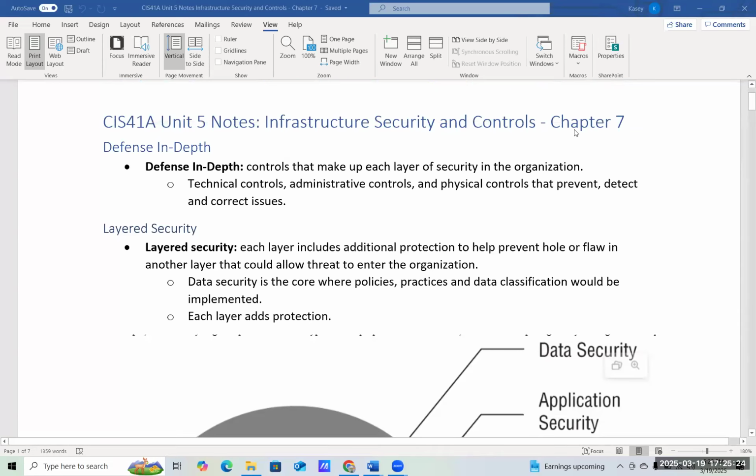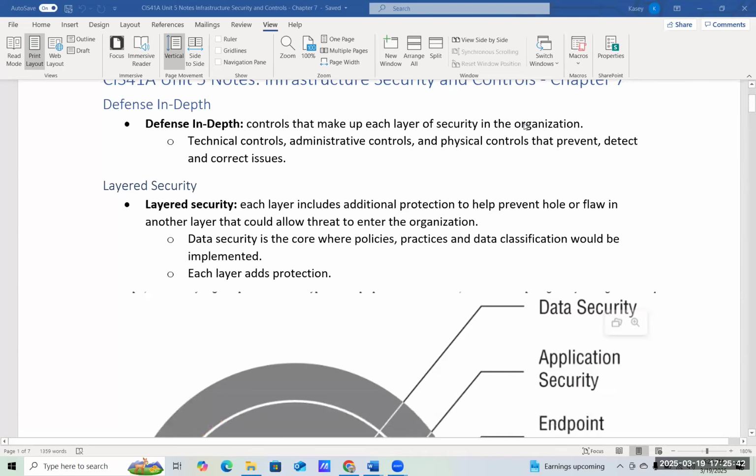Okay, so today we're going to cover chapter 7 or unit 5. And we're going to talk about defense in depth a little bit, how to approach cybersecurity solutions, to be able to have more of an advanced solution after you perform the analysis.